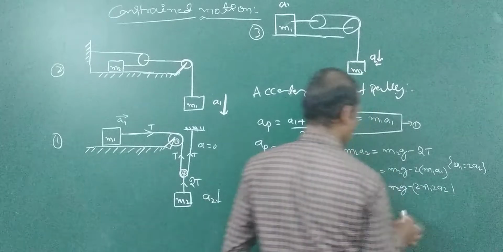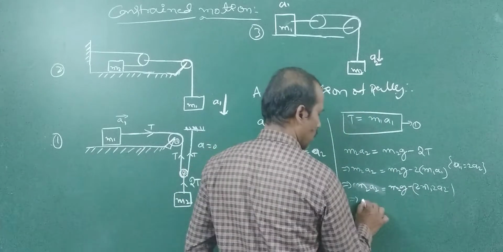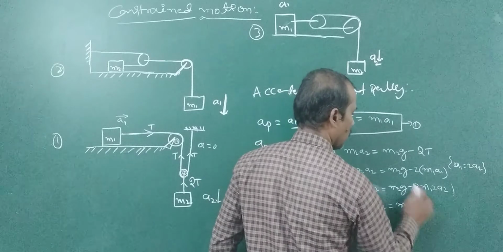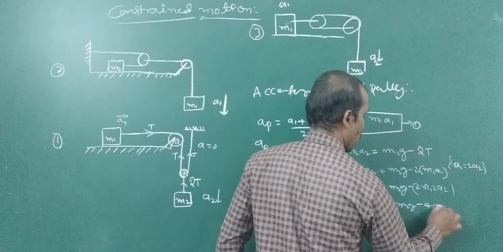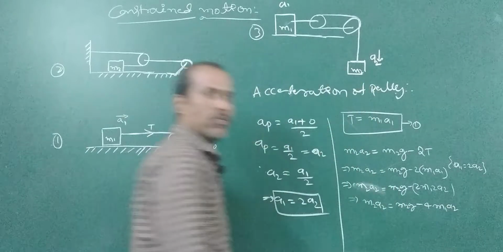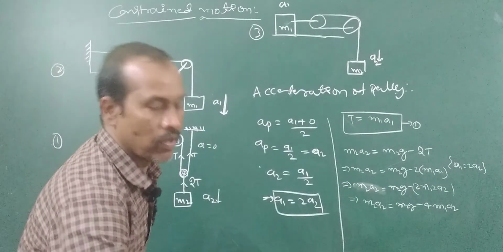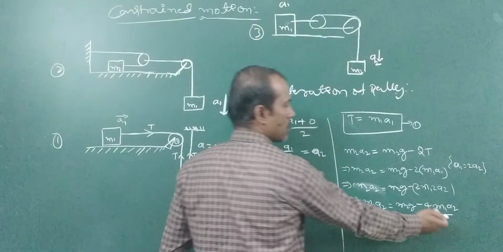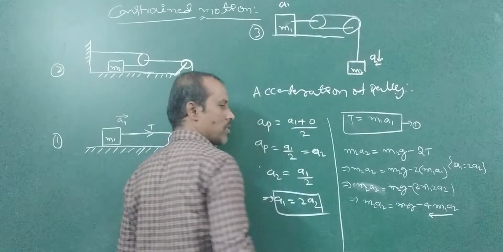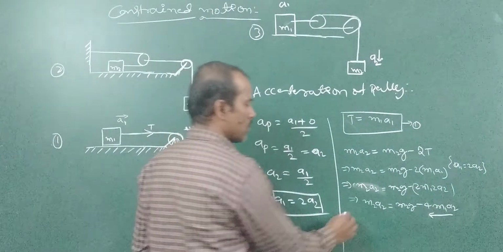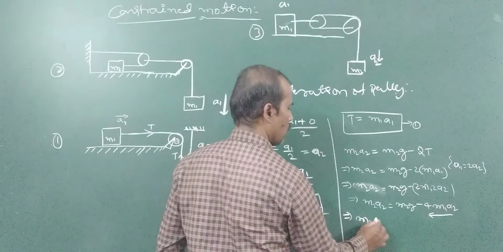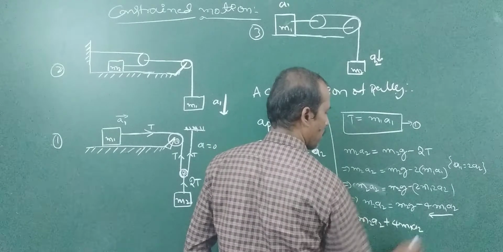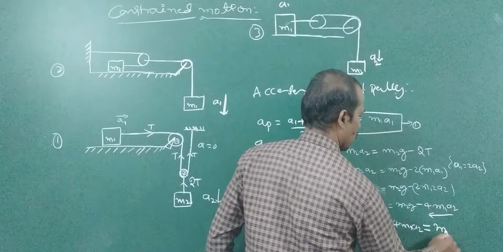So M2 A2 is equal to M2G minus 4 M1 A2. The negative term is taken to the left side and becomes positive. M2 A2 plus 4 M1 A2 is equal to M2G.